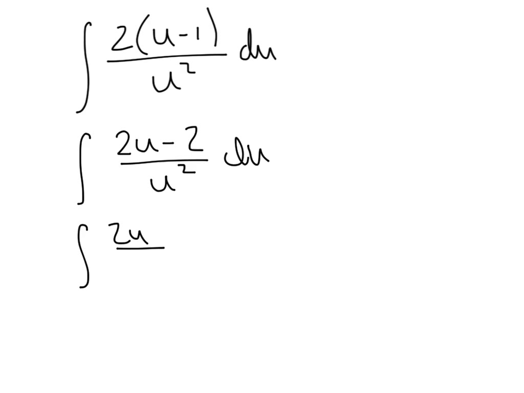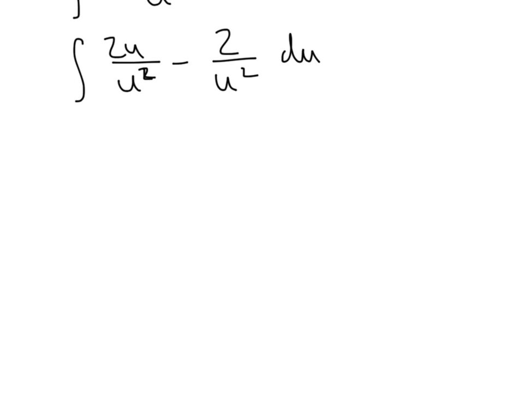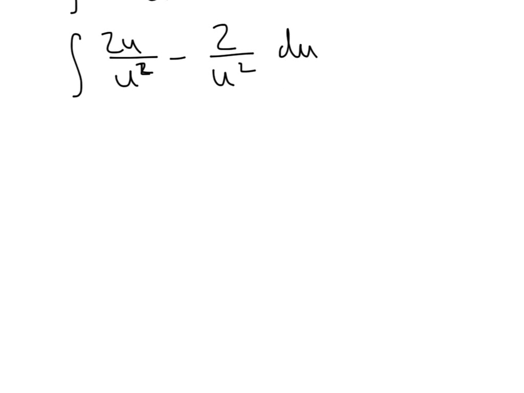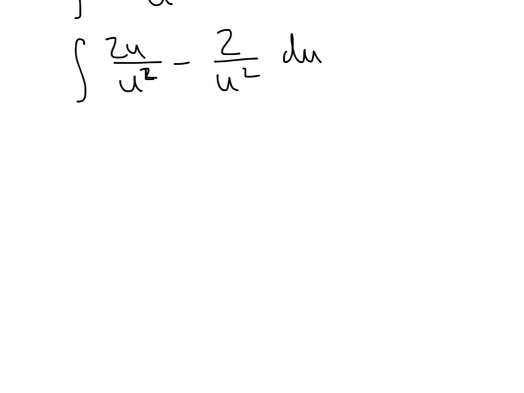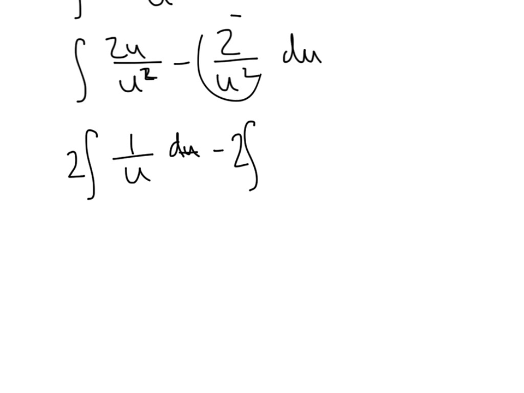So I've got 2u over u squared minus 2 over u squared. And I'm going to rewrite this in the friendliest form, knowing that I'm going to have to integrate. So the first term, I'm going to cancel the u's. First of all, I'm going to pull the 2 out, and I'm going to go 1 over u minus, and let's see, I'm sorry, I hope this isn't confusing. I'm going to set up a second integral for this term. I'm going to pull out the 2, and I'm going to rewrite that one as u to the negative 2.